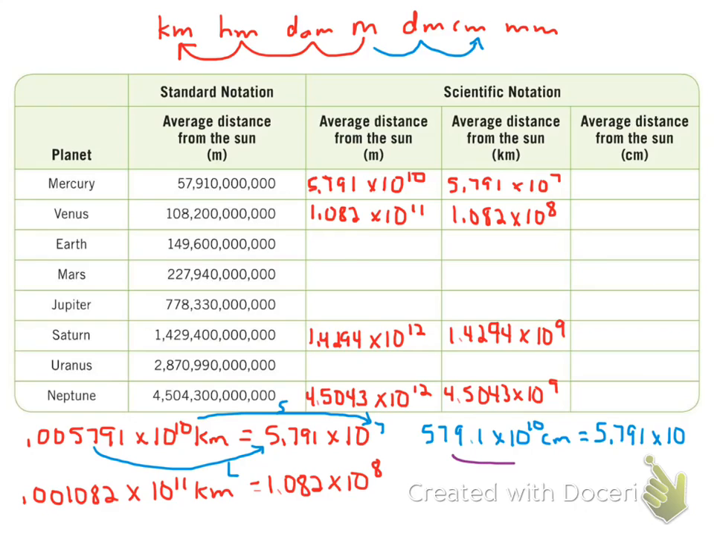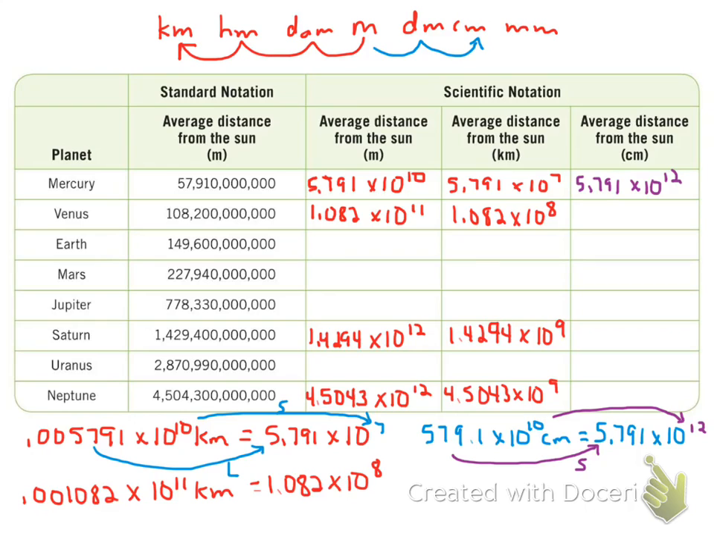Notice that the decimal number is getting smaller. What's going to happen to the exponent? It's going to get larger. What will it become? 12, because we had to move the decimal point 2. We changed the exponent by 2. So 5.791 times 10 to the 12th power.